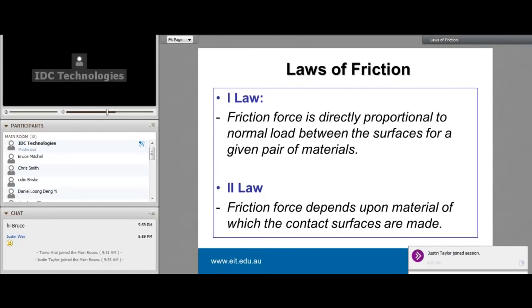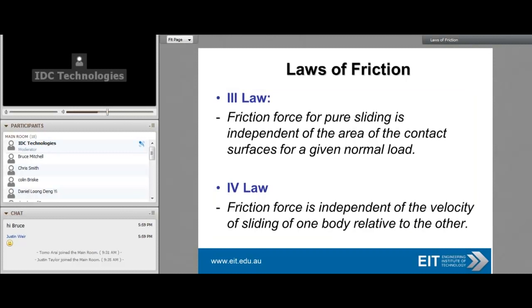Now, there are some laws of friction. There's basically four laws that we need to be familiar with. The first law is frictional force is directly proportional to the normal load between the surfaces for any pair of materials. The second law says that friction force depends on the material from which the contact surfaces are made. So if we have really rough surfaces, then we will have a high friction force between them when we try to move them.